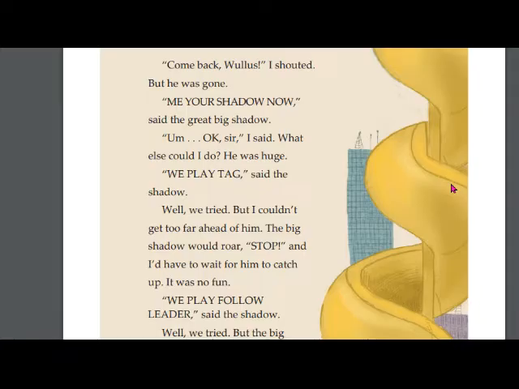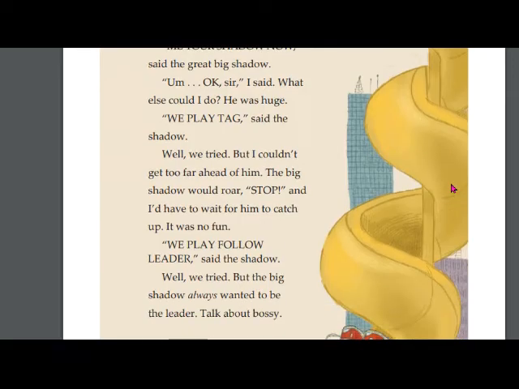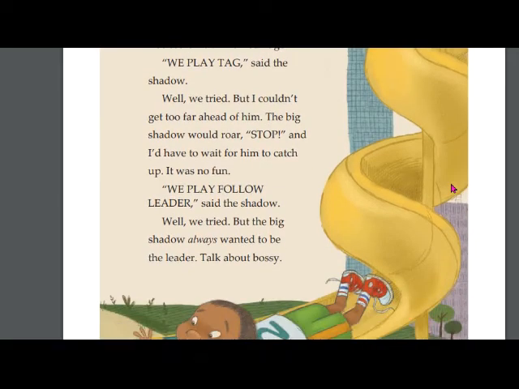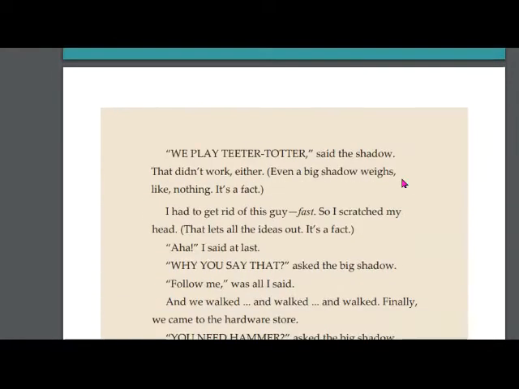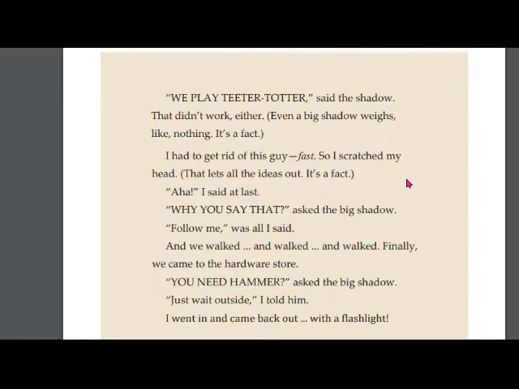Well, we tried, but I couldn't get too far ahead of him. The big shadow would roar, "Stop!" and I'd have to wait for him to catch up. It was no fun. We play follow leader, said the shadow. Well, we tried, but the big shadow always wanted to be the leader. Talk about bossy. We play teeter-totter, said the shadow. That didn't work either. Even a big shadow weighs like nothing. It's a fact. I had to get rid of this guy fast.